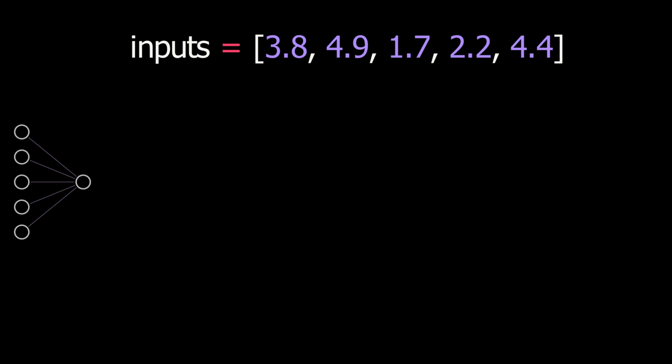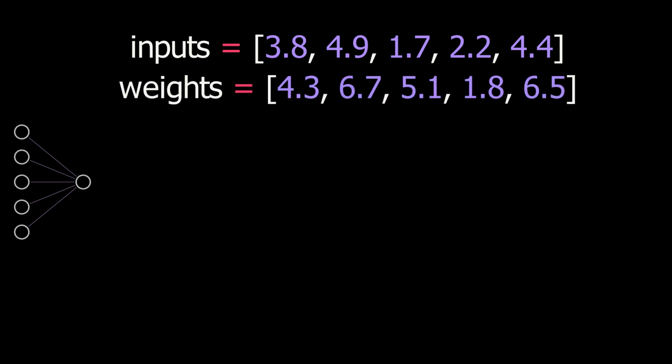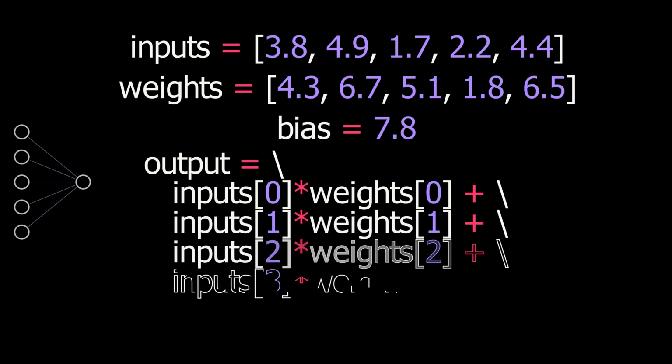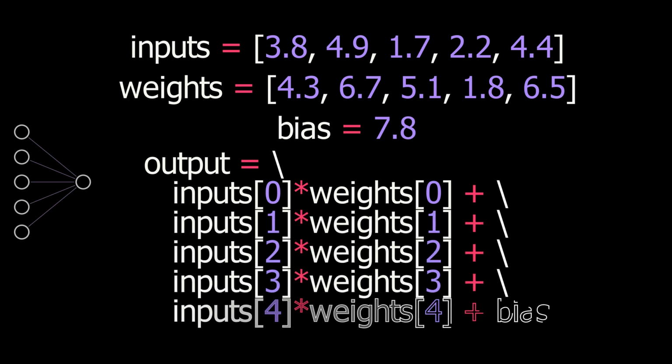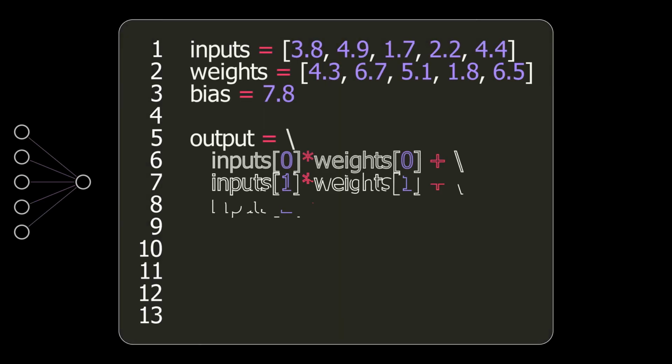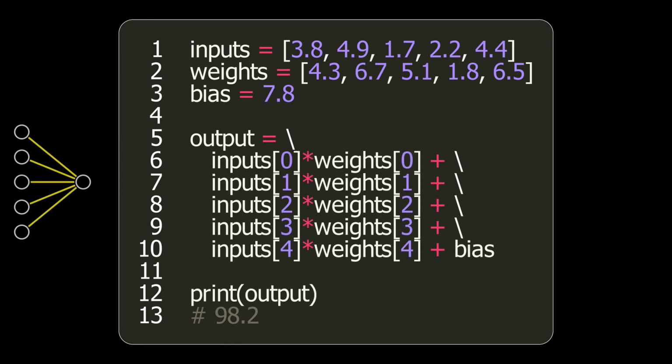As I attempted to explain, every unique input has a unique weight associated with it. Because we have 5 input values, we also have 5 weight values. Furthermore, every unique neuron has a unique bias, which we'll set equal to 7.8. Now, the first calculation for a neuron is to sum the products of all the corresponding inputs and their weights, plus the bias at the end, which is actually an extremely simple mathematical calculation. Therefore, the output value of this neuron is 98.2.